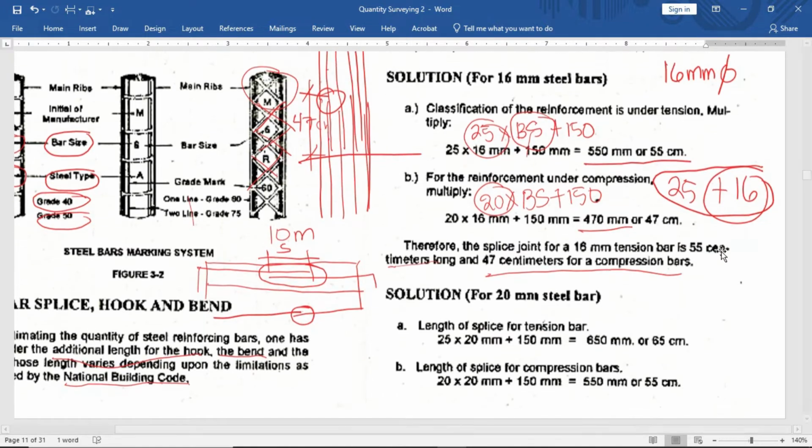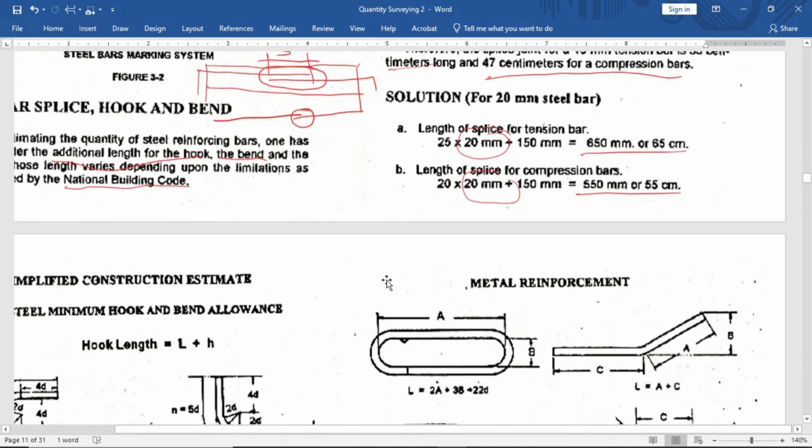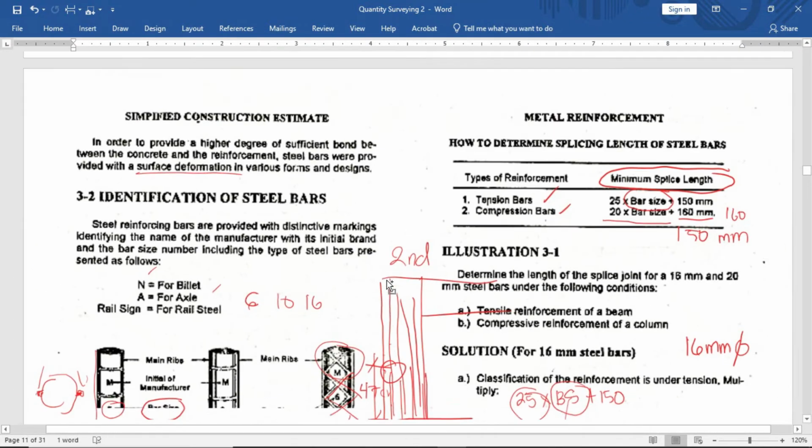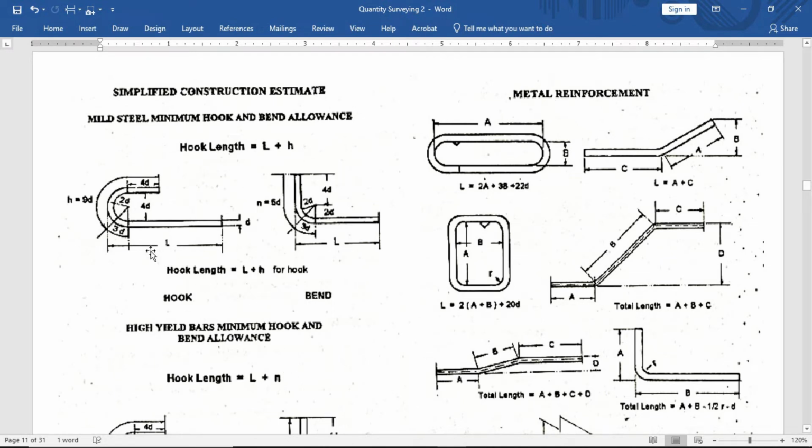So for 20 mm steel bars naman, input nyo yung 20 mm. So, kuha na natin yung splice length for tension bars and splice length for compression bars. So, ito yung mga mild steel minimum hook and bend allowance. Minimum hook lang to. So, pwede pa lumagpas dito, pero bawal, no?